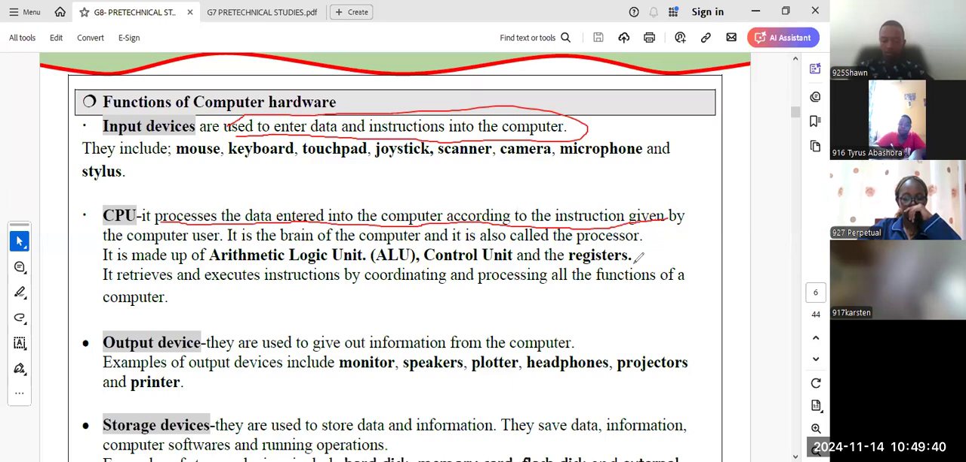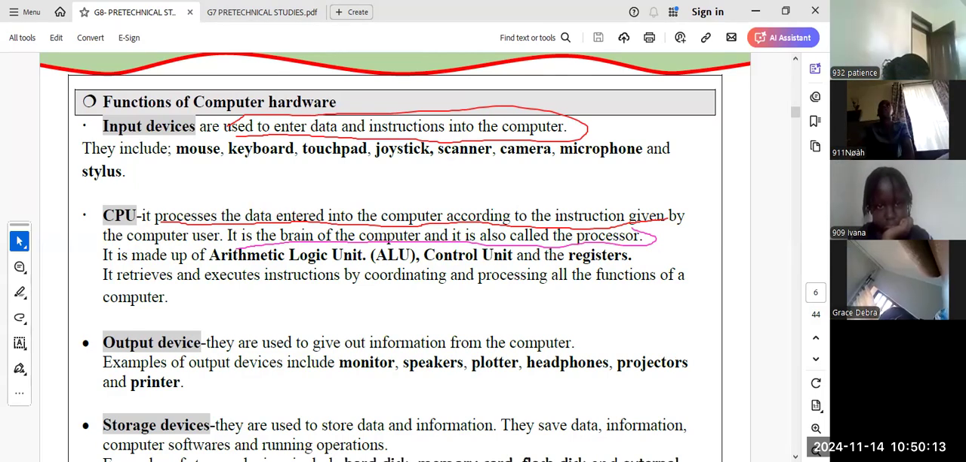For example, you can be telling your computer to assist you calculate 2 times 2. So for you to get 4, that is a task that has been made possible by the help of the CPU. Now, this CPU acts like the brain of the computer. It is also called the processor. So another name for the central processing unit is the processor.